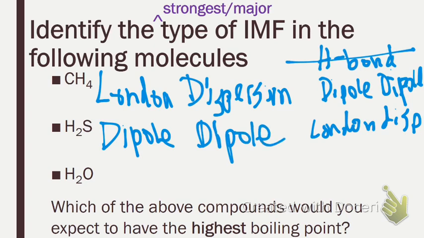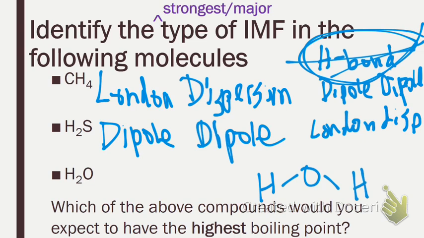Then H2O, we have hydrogen bonding happening because H's are connected to the O's. And I could draw out that structure, but there's really nothing else for them to be connected to. So H is directly connected to F, O, or N, which means that we do have hydrogen bonding happening here.